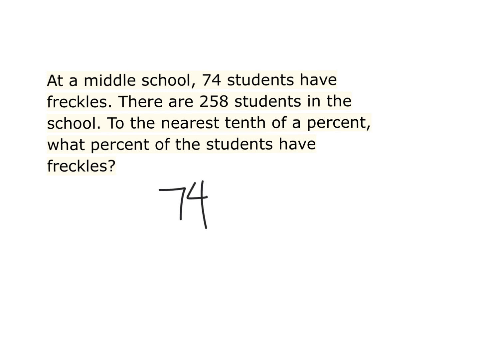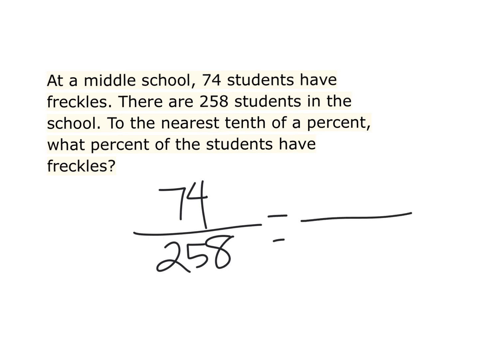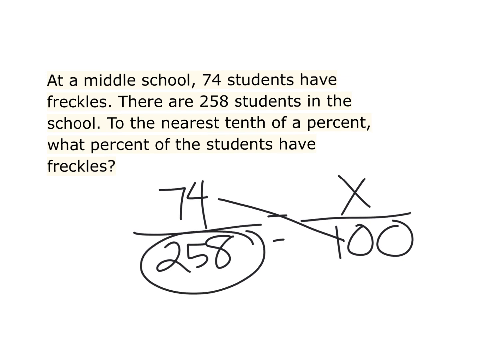Part is 74 of 258. So 74 have freckles, 258 is my total. So there's my part and my whole. And if I'm going to find what percent, that's always where X is going to be, and it's always going to be over 100. The bottom is always going to be bigger than the top. You're going to multiply 74 times 100 and then divide it by 258.